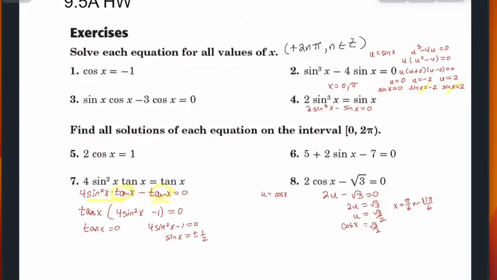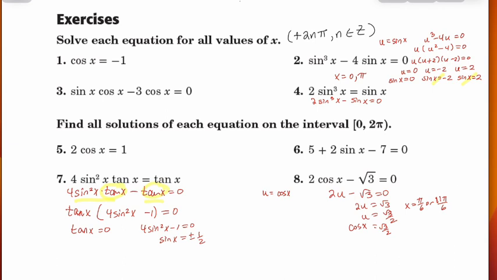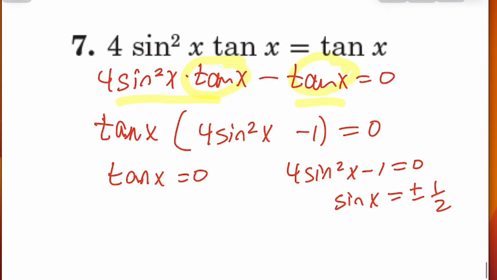Any other questions from 9.5a? There you go. I did not finish it. You've got to ask yourself, where does that happen on the unit circle to finish out the problem? Okay, so that's 9.5a.